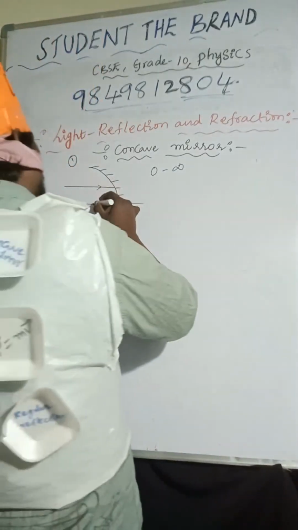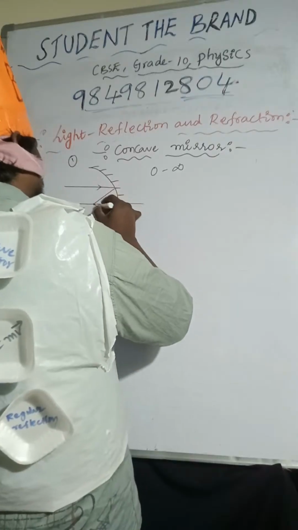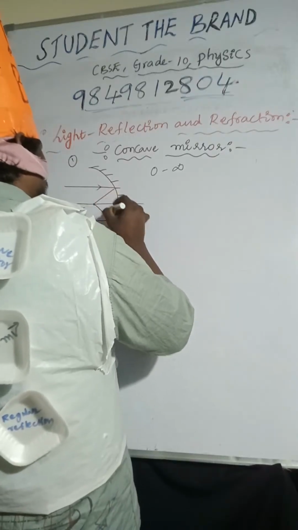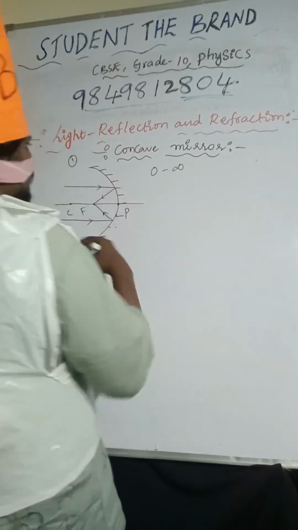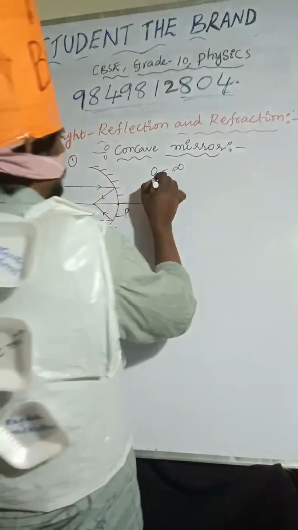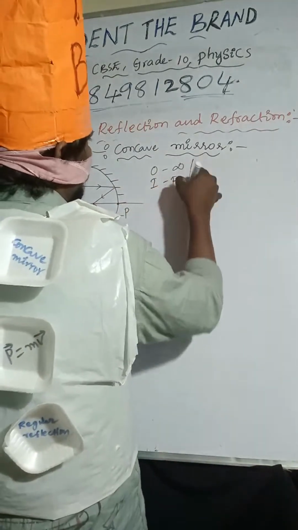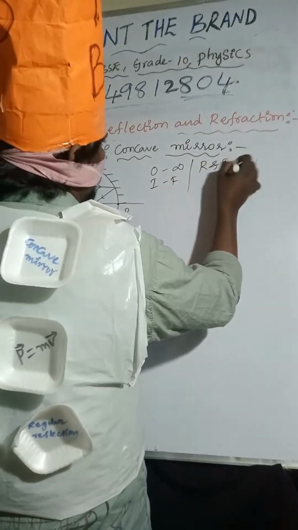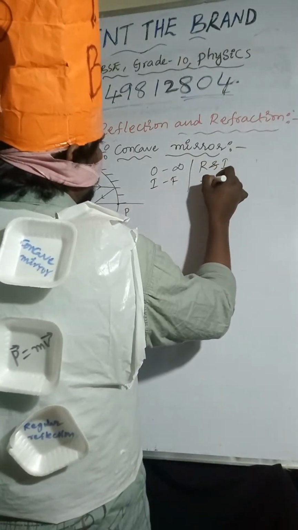So here these light rays will meet here. Okay, object is at infinity. Image is forming at focus. Nature of the image is real and inverted, and size of the image is highly diminished.